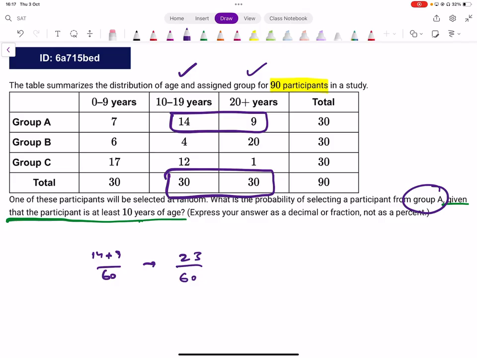What's given? It's given that the participant is at least 10 years of age. What is given, that is the total number of possible outcomes, because we know for sure the person that we are selecting has to be at least 10 years of age. That means this is not relevant. We're only selecting out of the remaining people. What's the total number of remaining people? That's 60. So that's your denominator, total number of possible outcomes. Out of those, 23 are from group A, so probability is 23 over 60. Okay? So whatever is given, that becomes your denominator.